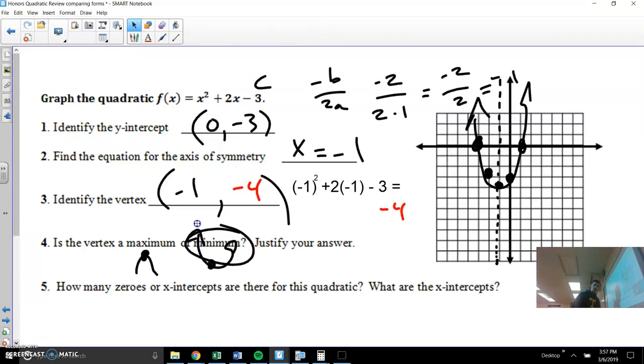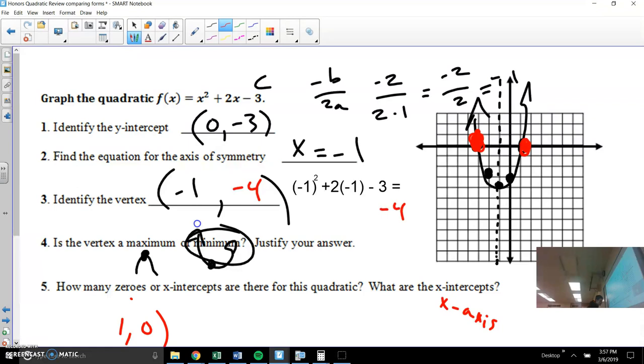So how many zeros or x-intercepts are there for this quadratic? X-intercepts means where does it cross the x-axis? And if I look really closely, it looks like it crosses at 2 different points, this point and this point. And if you look at the graph, that is 1, 0, and it's also negative 3, 0. Okay? So that finishes graphing standard form.